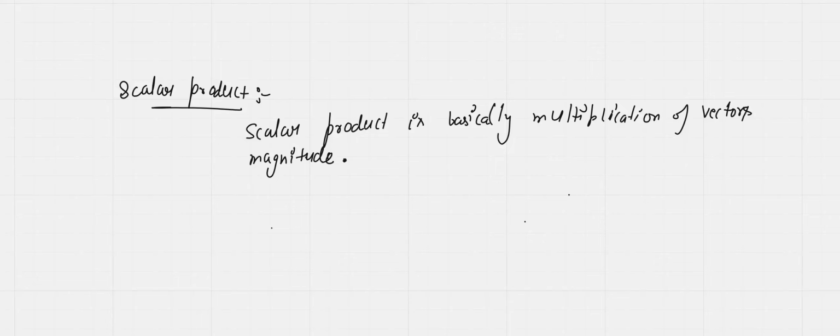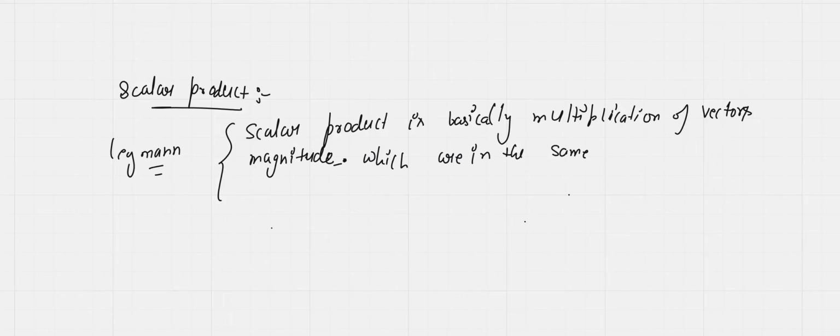So what is scalar product? This is just a layman definition. What does this mean? Scalar product is basically multiplication of the magnitudes of vectors which are in the same direction. Although this is not an official statement, it is just to remember or to understand better.